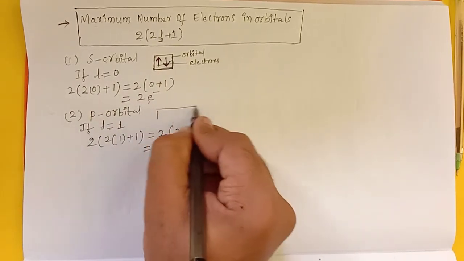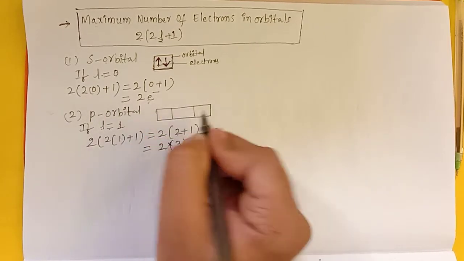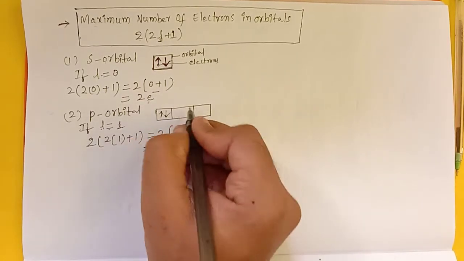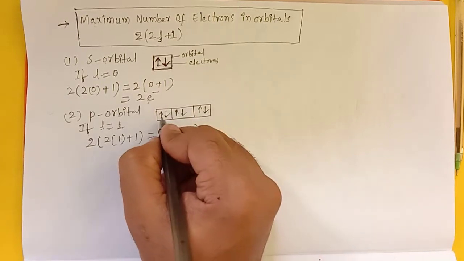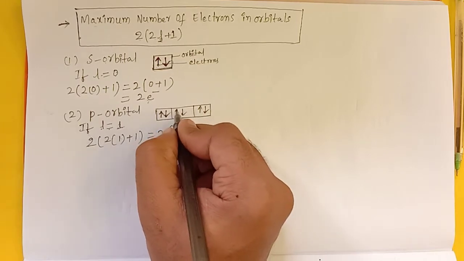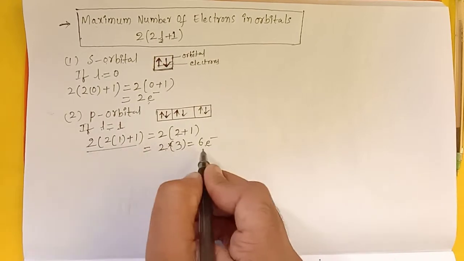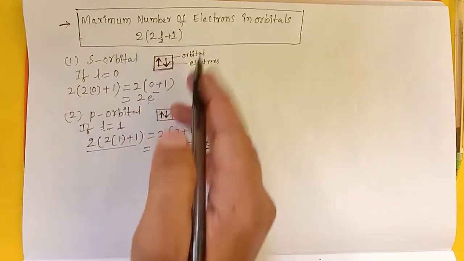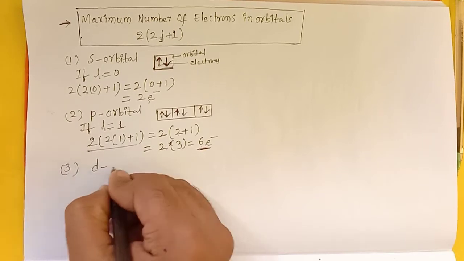For the P orbital, how many orbitals are there? P means 3: 1, 2, 3. 6 electrons means each orbital has 2 electrons, 2 electrons and 2 electrons. 1, 2, 3 orbitals. Each orbital contains how many electrons? 2 electrons. So the P orbital has 6 electrons, by substituting L value 1 in the formula. Now let us calculate the number of electrons in the D orbital.